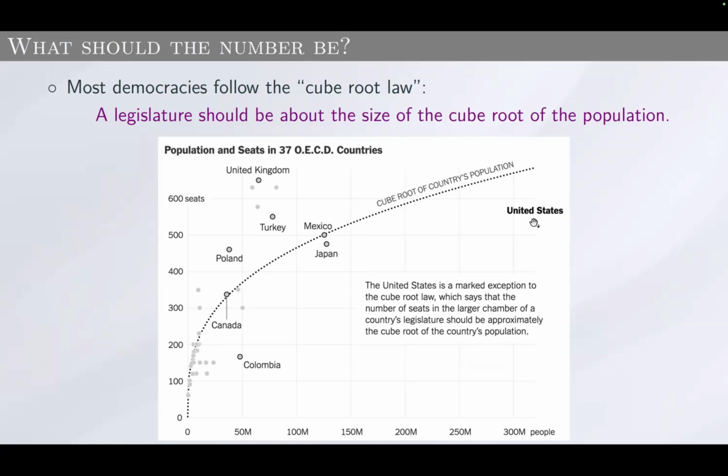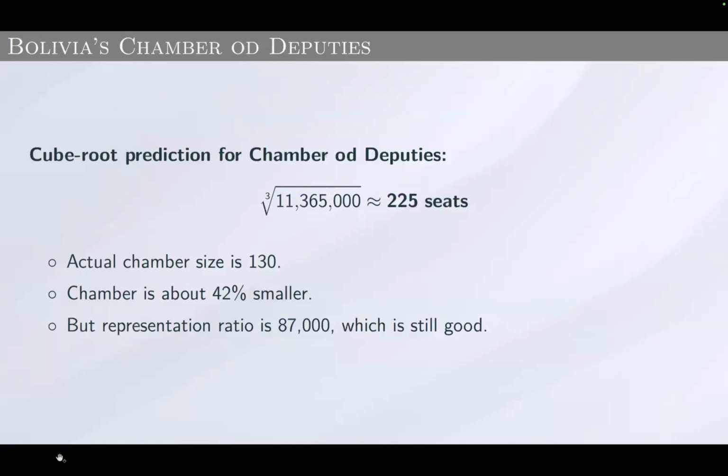The UK and the United States especially are outliers. You can see how huge our population is compared to the number of seats we have in the House. If you had the cube root rule, your Chamber of Deputies would have about 225 seats, provided I just Googled the population of the country right. It said something like 11 million. Your actual chamber size is about 130. So your chamber is, according to the math at least, too small.